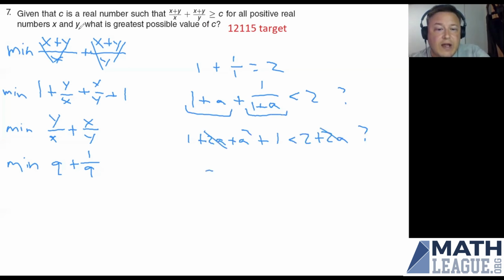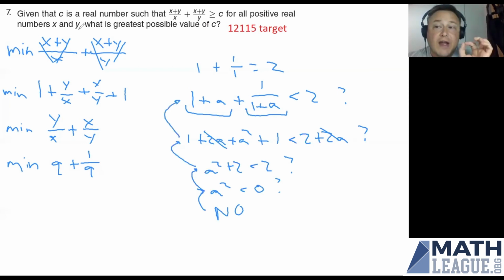Then I have a squared plus 2 is less than 2. Can I get a squared plus 2 to be less than 2? Well, subtract 2 from both sides. Can I get a squared to be less than 0? And of course, the answer is no. I can't get a squared to be less than 0. Which means that if I can't get a squared to be less than 0, I can't get this to happen, which means I can't get this to happen, and I can't get this to happen.